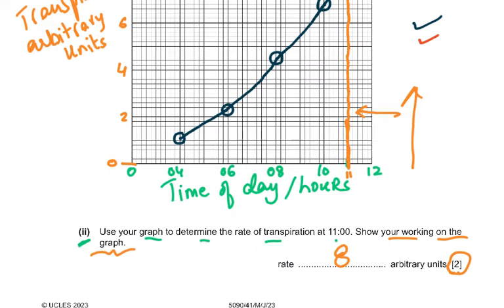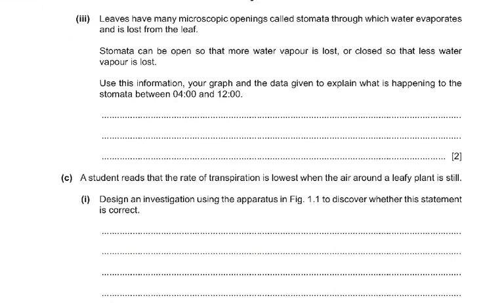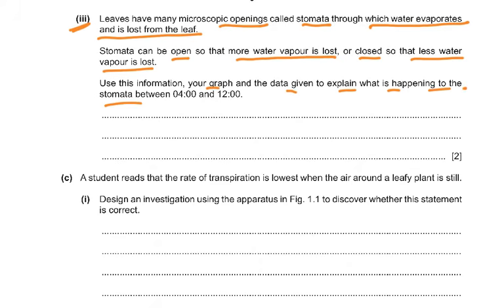If you drew this line, 1 mark, and then of course reading from the graph is 8, you got this. Then part 3 of the question: leaves have many microscopic openings called stomata through which water evaporates and is lost from the leaf. Stomata can be open so that more water vapor is lost, or closed so that less water vapor is lost. Use this information, your graph, and the data given to explain what is happening to the stomata between 4 and 12, 400 hours and 1200 hours.